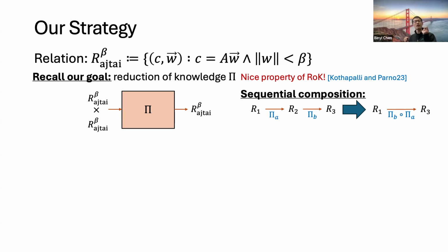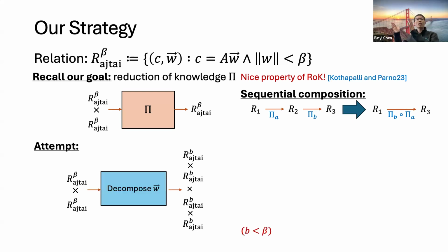And now in this folding scheme, our goal is to reduce the checking of two statements in R_{type, beta} to 1, right? And our goal is to construct such a protocol. And we split that into two parts. Well, the first part, what we do is that we split these two statements into 4 statements. And why do we do that?